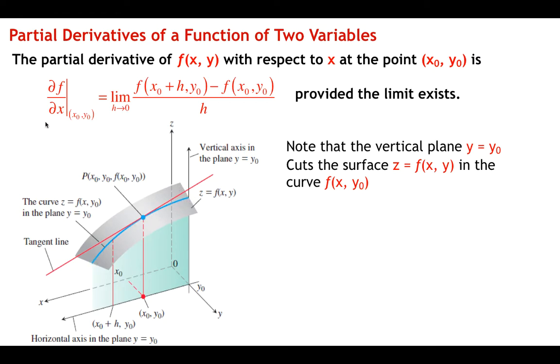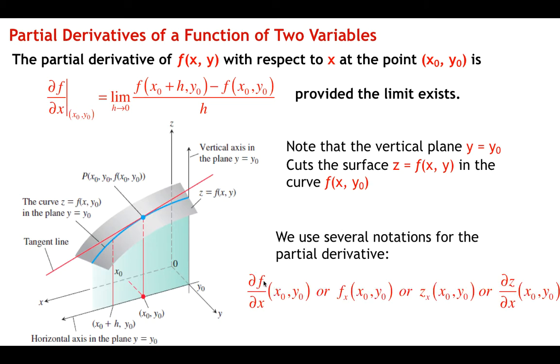This partial derivative is written as partial f by partial x at x naught y naught, and there are some other notations which we use. We also write this as f subscript x, which also means the partial derivative of the function with respect to x at x naught y naught. Because z is equal to f of x y, we can also write partial z by partial x at x naught y naught. All these notations just represent the same thing, the partial derivative of the function with respect to the x variable.